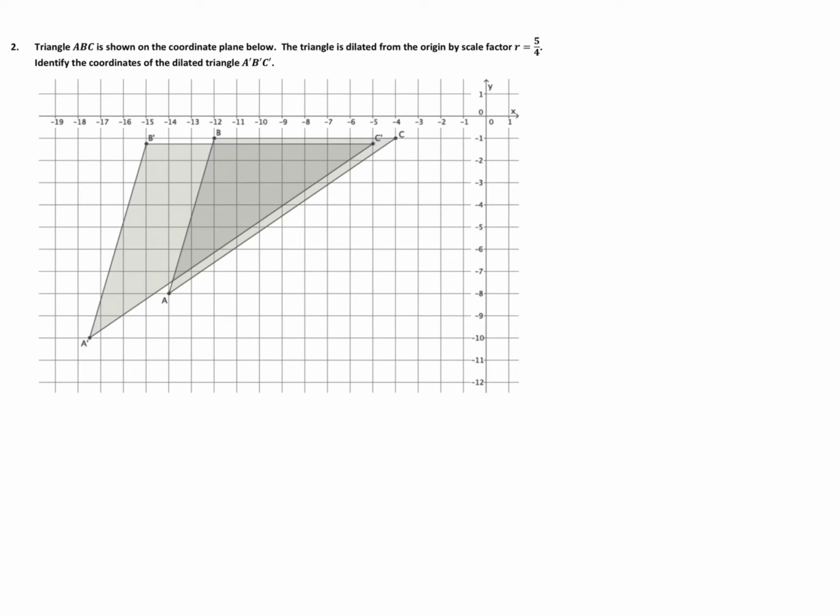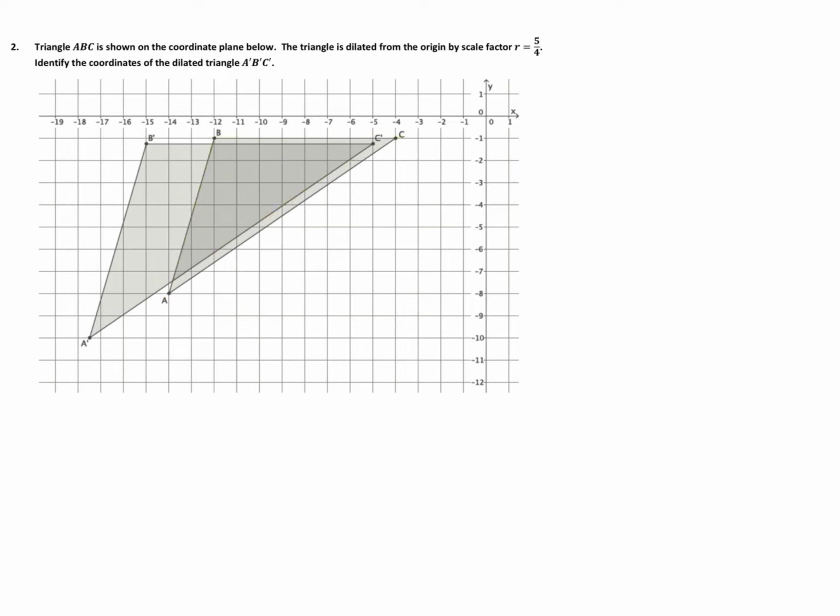2. Triangle ABC is shown on the plane below. The triangle is dilated from the origin by a scale factor of 5/4. Identify the coordinates of the dilated triangle A prime, B prime, C prime. That one is also drawn on mine, but I believe it's not drawn on yours. You may just have the ABC triangle, the original.